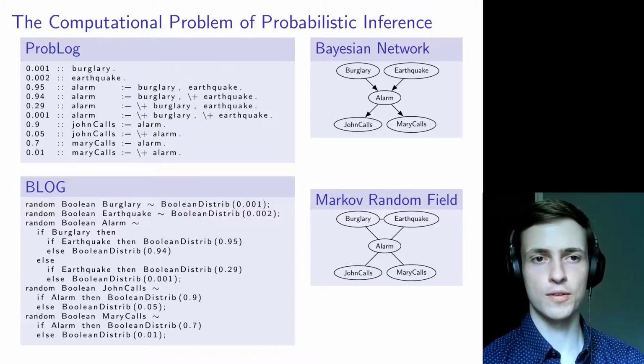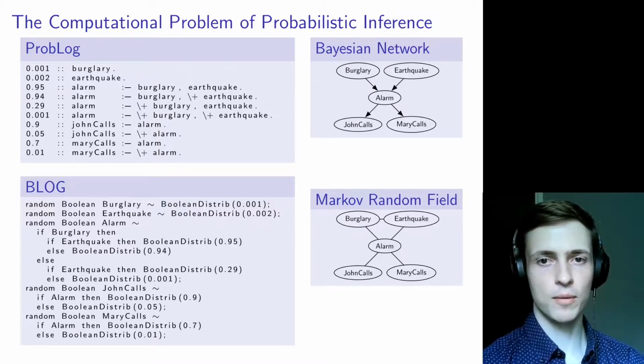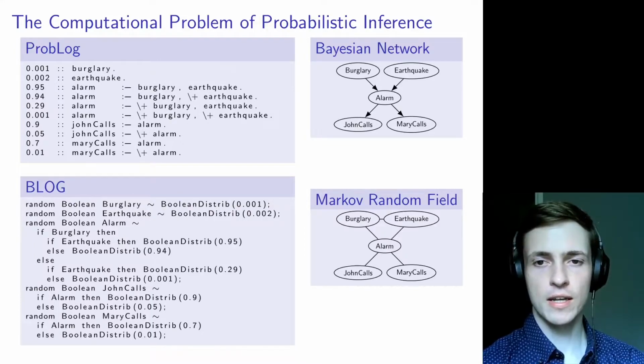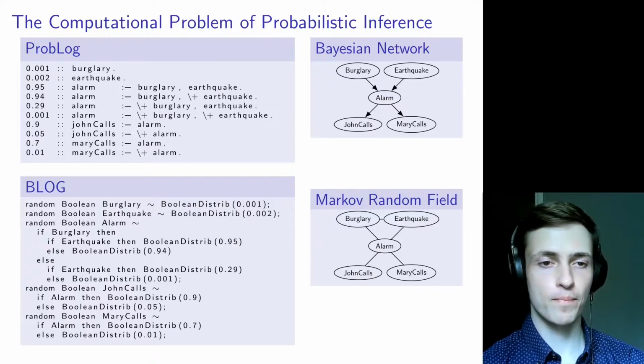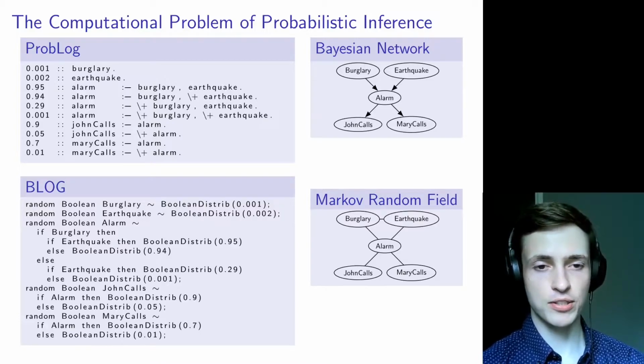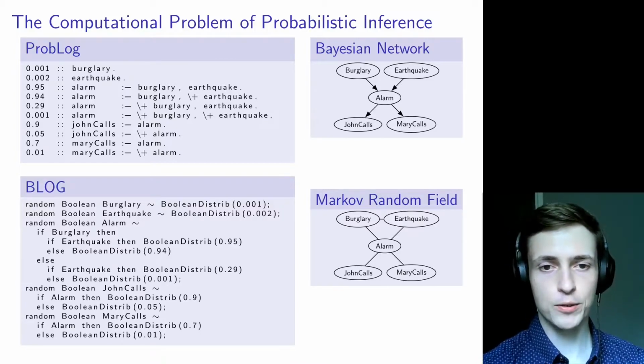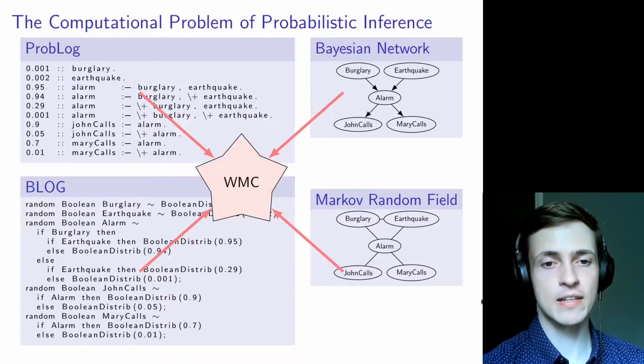Consider the problem of computing some probability from some representation of a probability distribution. And this could be a graphical model such as a Bayesian network or a Markov random field, or a probabilistic programming language such as Problog or Blog. Regardless of the representation, we can use weighted model counting as the mechanism or the framework for that computation.